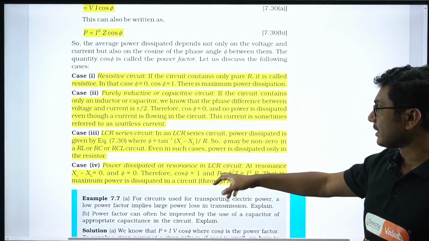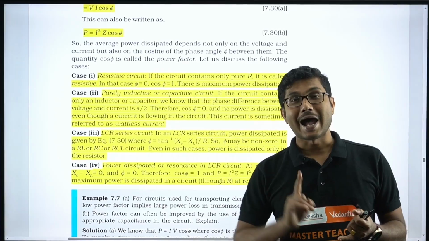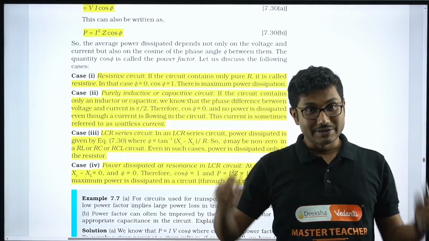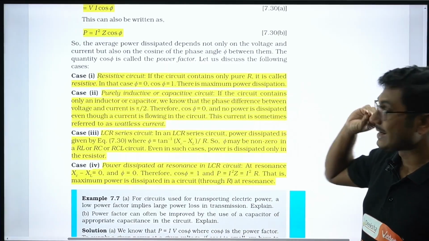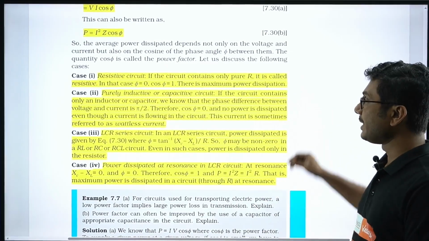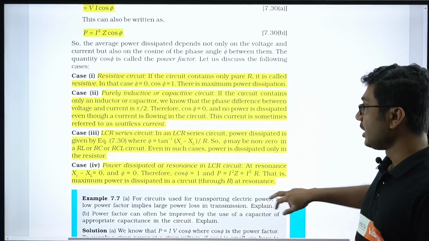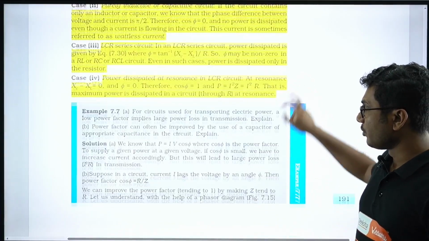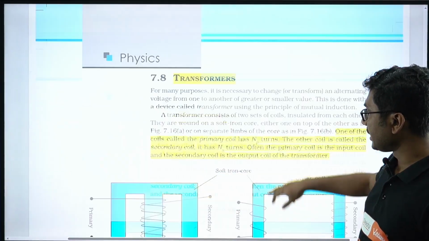Power dissipated at resonance in an LCR circuit: at resonance phi becomes 0 again, cos phi becomes 1 again. That means power dissipated is again maximum. So power dissipated in a circuit is maximum when the circuit is in resonance condition. So these are the important things to know from this chapter, and I think we have completed this chapter.